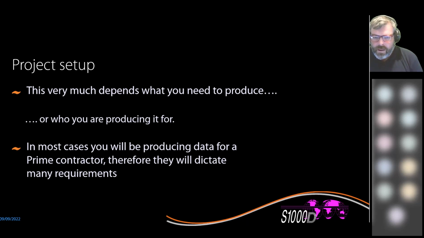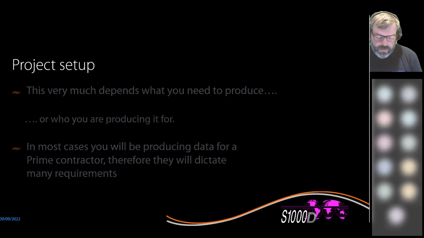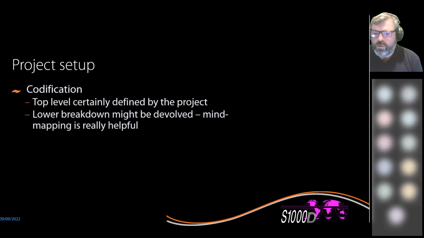You'll often find that the top level or the prime will define the top layers of codification. And let's say that you're an engine manufacturer, they're going to say, right, well, we know that engines are topic 71 or topic 72. Then you can define your own codes below that, but you're going to be part of topic 72. So you might get to create the lower breakdown.